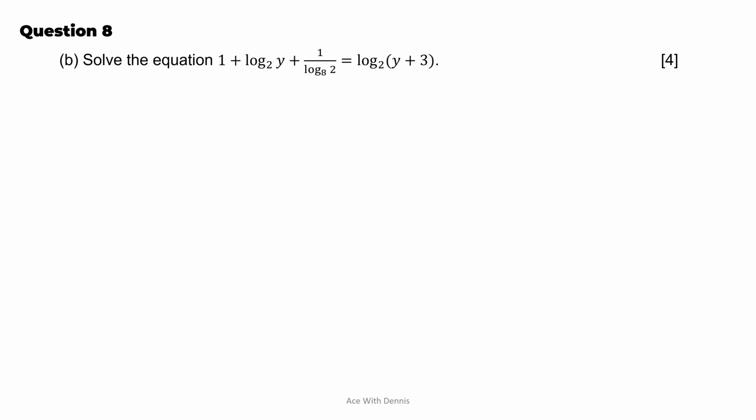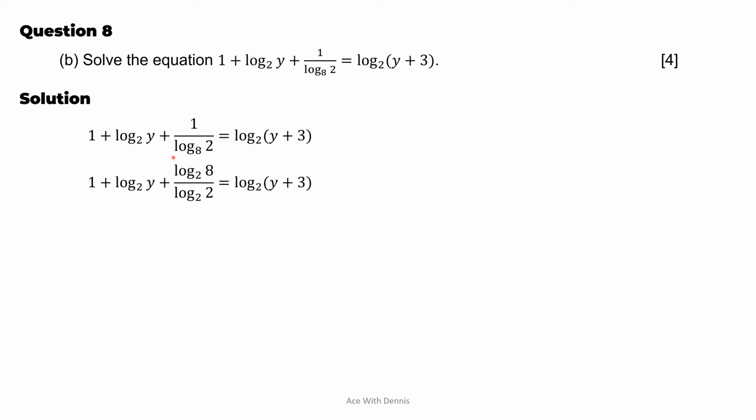B. Solve the equation 1 plus log base 2 of y plus 1 over log base 8 of 2 equals log base 2 of (y plus 3). 4 marks. Okay, so here's the solution. This is the equation given. Notice that there are 3 logs here, but one of the logs has a different base. This is base 2, this is base 2, and this is base 8.